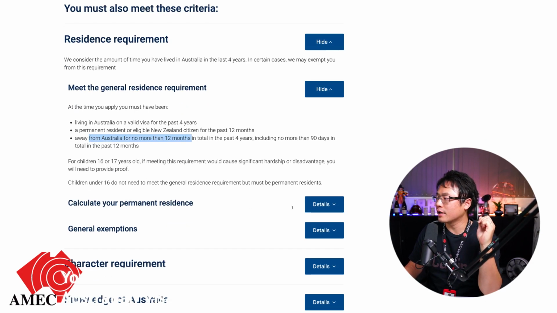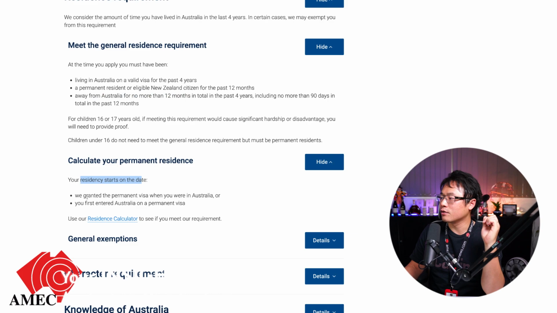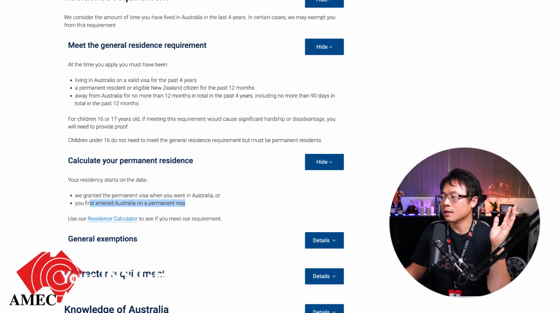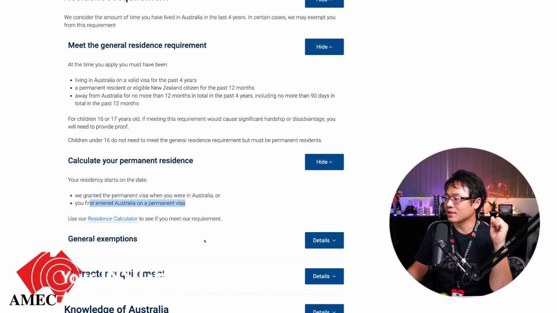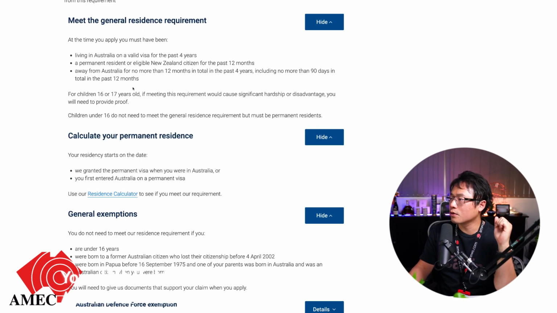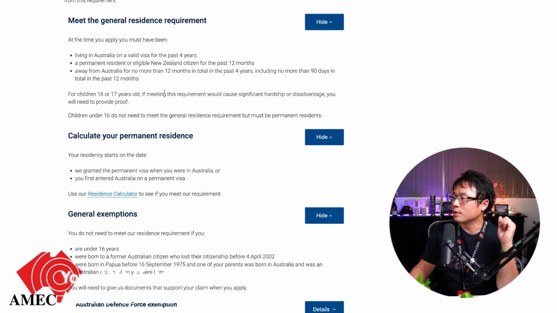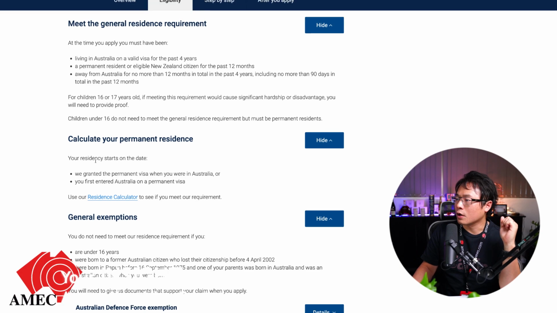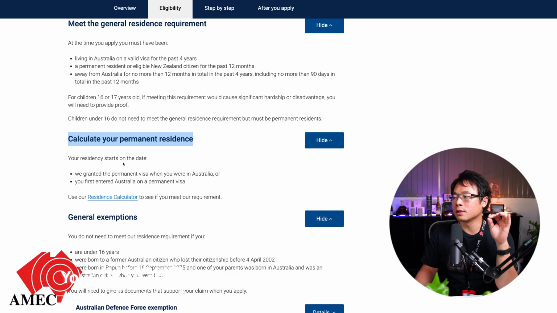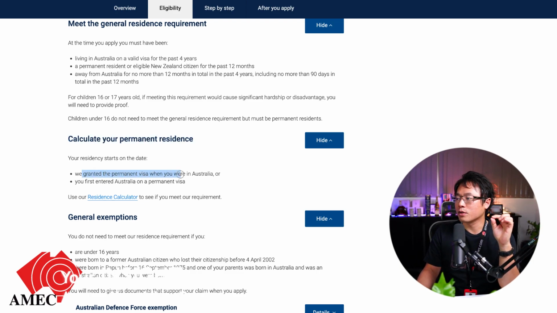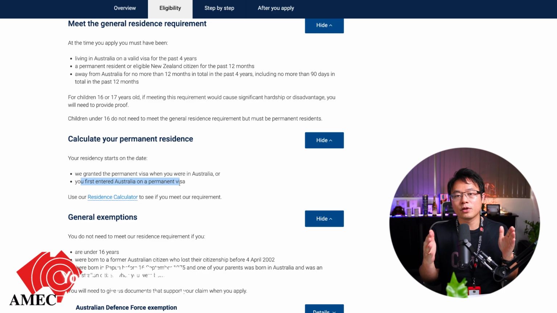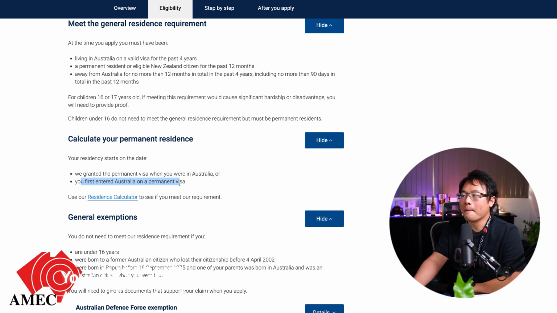Now, the second criterion is that your residency starts on the day you were granted permanent residence while in Australia, or when you first entered Australia. So obviously you have to be in with a permanent resident status. Bear in mind there is also a 12-month requirement to be a permanent resident. How they calculate this is that we grant permanent residence when you first enter Australia on a permanent residence, so you need to be a permanent resident for the last 12 months.